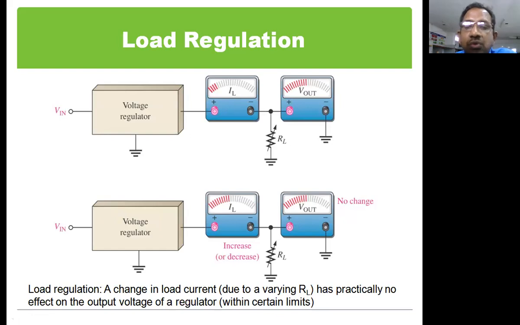The next one is load regulation. Load regulation means what? RL is going to vary due to aging. Usually RL is normally going to vary, or due to the temperature of the atmosphere, RL is also going to vary. So therefore, if RL changes, the output should not change. Even if RL changes, the output voltage should not change.